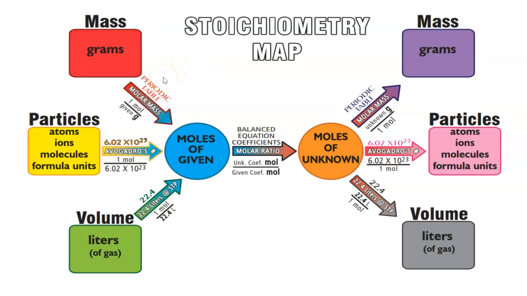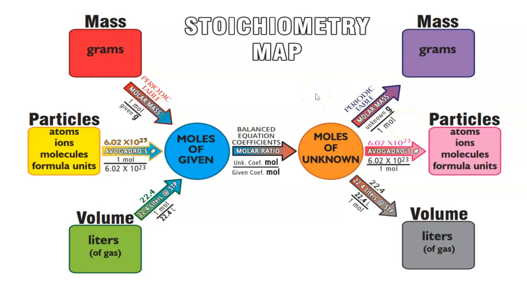Each of these arrows, so if you guys see the arrows are the conversion factors that you will use. So like for example, to go from grams to moles, you're going to have to use your molar mass of your periodic table, right? We did a whole lesson on that. To go from your moles of given to moles of unknown, you're going to have to use your mole ratios. We did a whole lesson on that. To go from moles to particles, you're going to have to use Avogadro's number. We did a whole lesson on that, right?